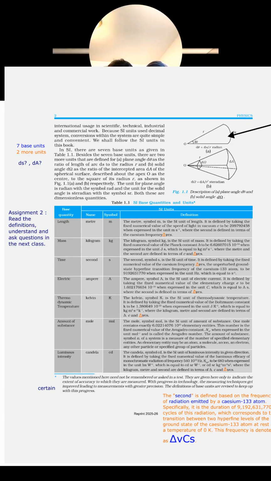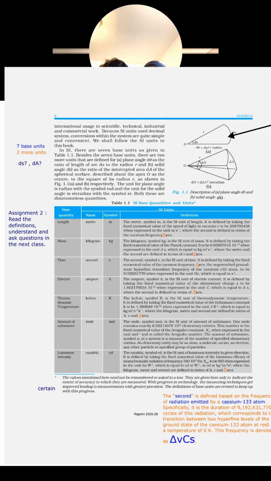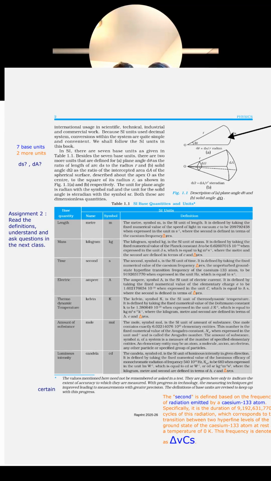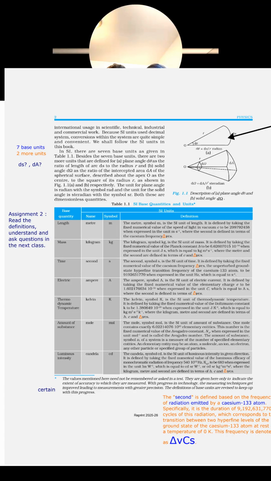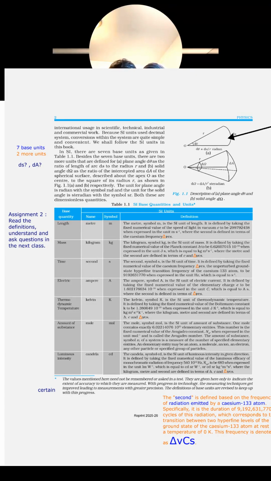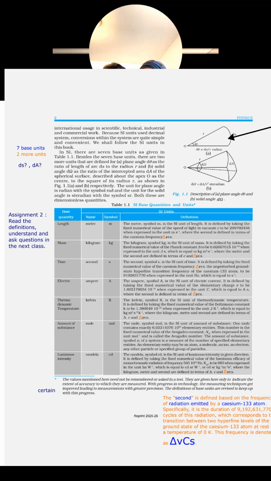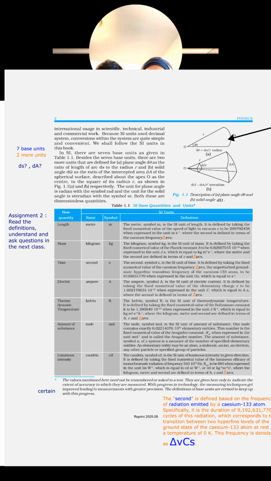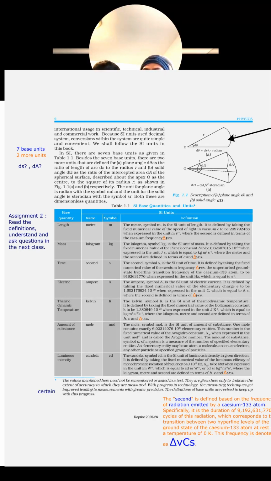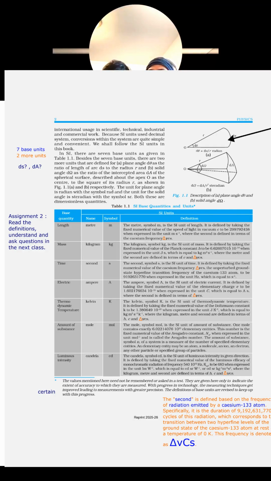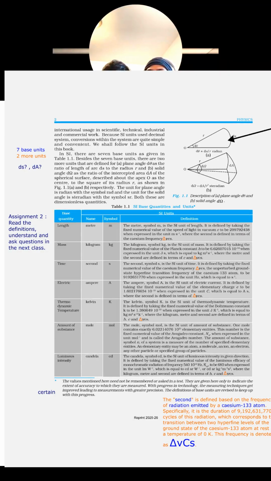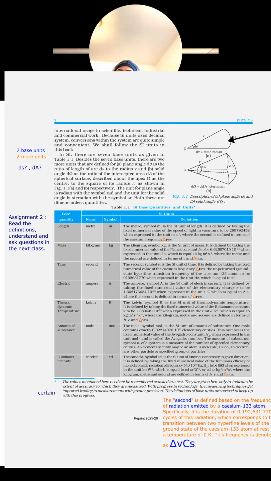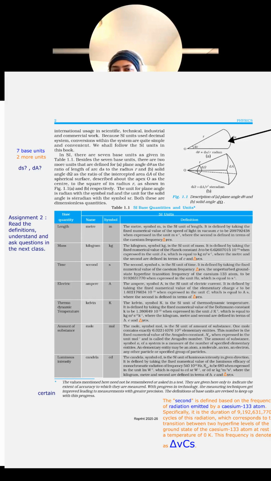In SI, there are 7 base units as given in the table 1.1. Besides the 7 base units, there are 2 more units that are defined for a plane angle, d theta, as the ratio of length of arc ds to the radius r, and a solid angle.